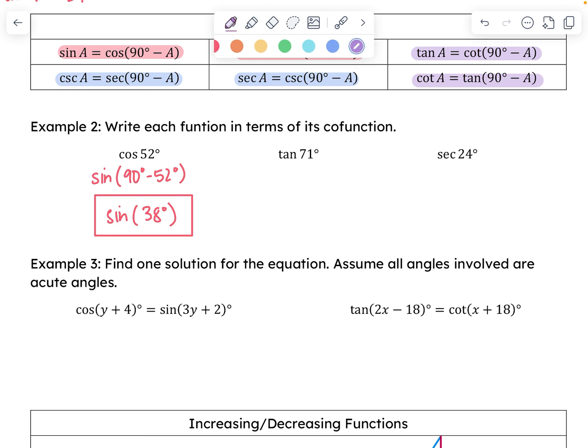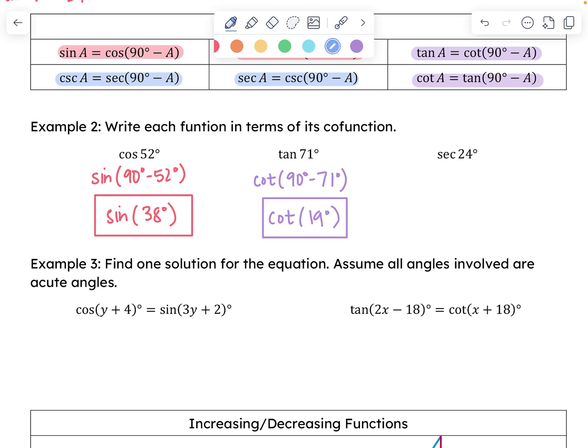Over here, I've got tangent of 71. So the cofunction for that would be cotangent. So the cotangent of 90 degrees minus 71 degrees. So I get the cotangent of 19 degrees. So the cotangent of 19 degrees would equal the same thing as the tangent of 71 degrees.